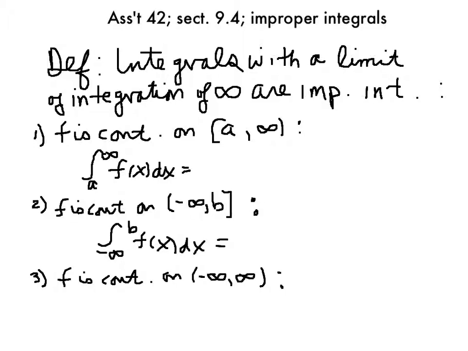and we have three cases to look at. The first one is we assume that f is continuous on the interval a to infinity. Then this integral is equal to the limit as b approaches infinity of the integral from a to b of f of x dx. So we take that improper integral and we express it as a regular integral, and we have a limit in there.